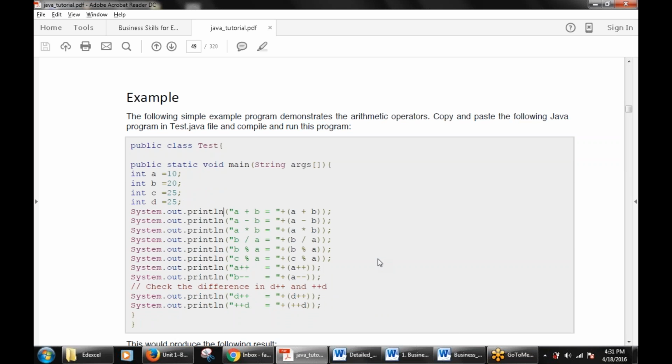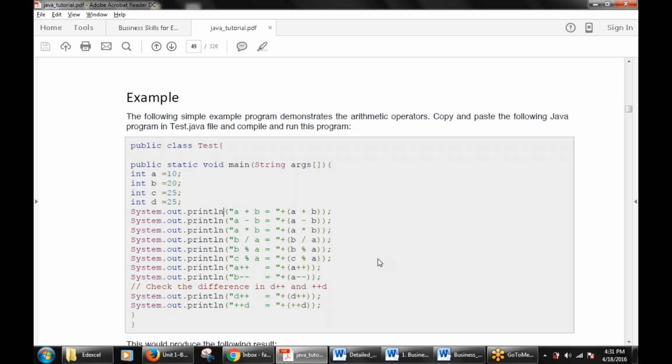Then b modulus a, that is 20 modulus 10, gives the output 0. Then c modulus a gives the output 5, because 25 divided by 10: 10 into 2 is 20, and the remainder left over by the modulus operator is 5. Then a plus plus, that is incremented, gives the output 11. Then b minus minus gives the output 19.